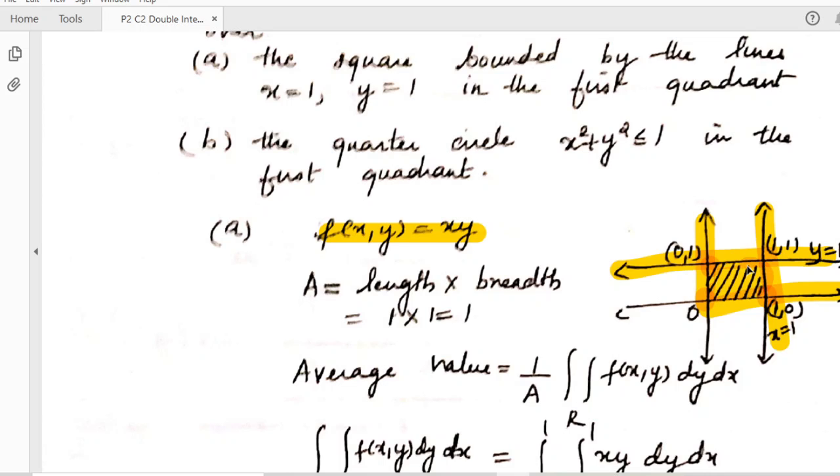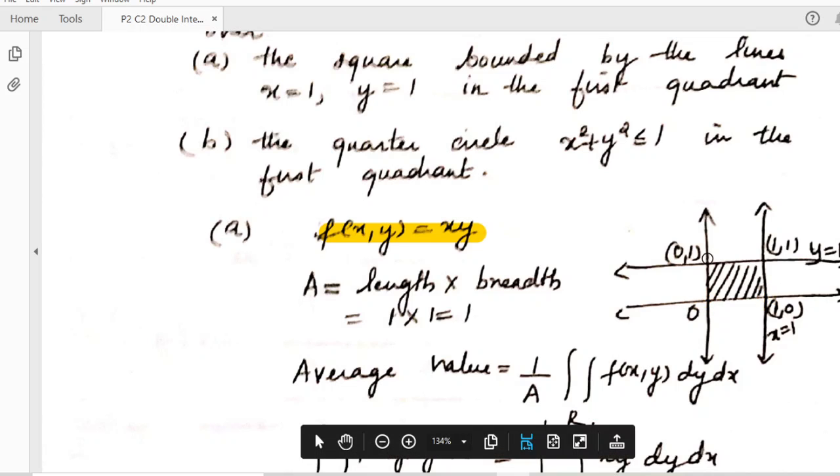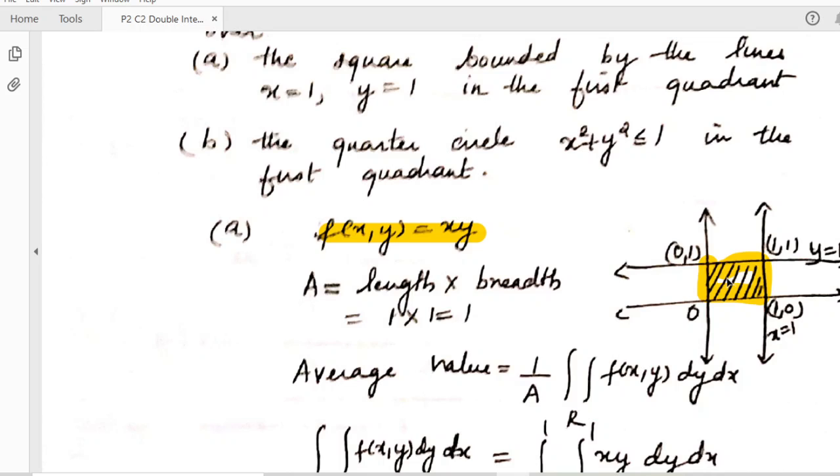So now we will observe the square and we'll be finding the average value of the function. Now let us see the vertices of the region. This square is our region. Now let us see the vertices.